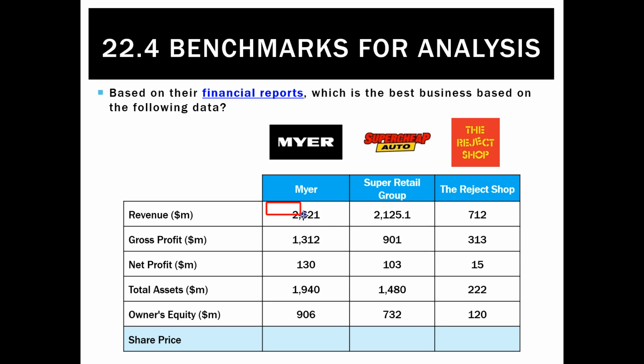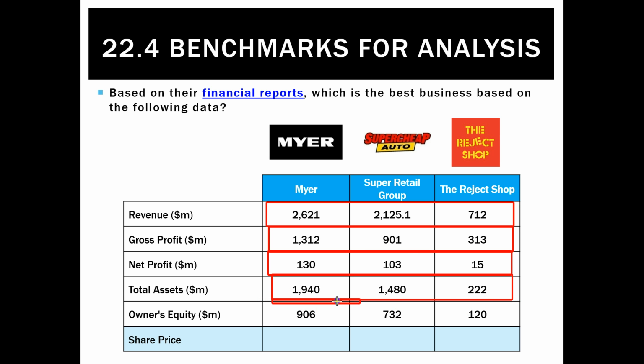So we take the revenue for Myer is bigger than Super Retail and much bigger than The Reject Shop. Its gross profit is quite a bit bigger as well, about 4 times bigger than The Reject Shop. Its net profit is the best part of 8 times bigger than The Reject Shop. Total assets, it's a much bigger company in terms of its resources than both of those. And the owner's equity again is much bigger.